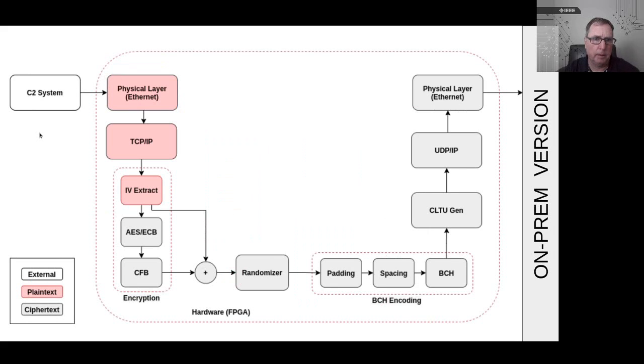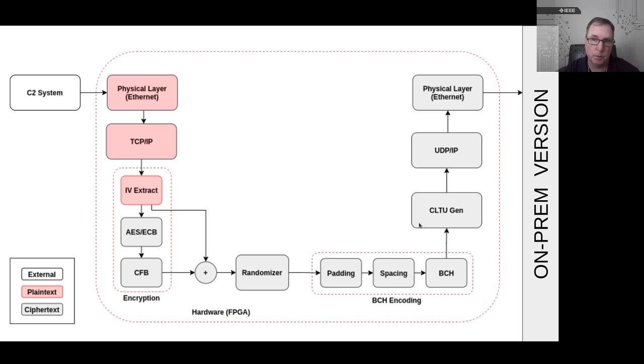We have a similar layout that supports the commanding pathway. In the case of commanding, the data flows in the uplink direction, so the commands originate at the C2 system. They're received by the networking layer. They pass through CFP encryption, then randomization, and BCH encoding. In the case of commanding, the forward error correction is typically done with BCH codes rather than Reed-Solomon codes.